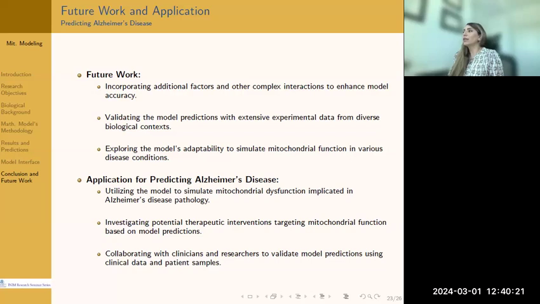Collaborating with clinicians and researchers to validate the model predictions using clinical data and patient samples, facilitating the translation of research findings into clinical practice and personalized medicine approaches. Overall, these future endeavors and applications demonstrate the potential of the research to contribute significantly to our understanding of Alzheimer's disease and potentially inform the development of effective therapeutic interventions.